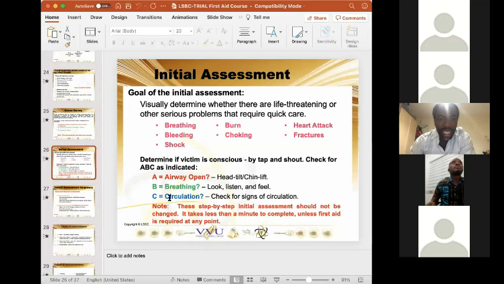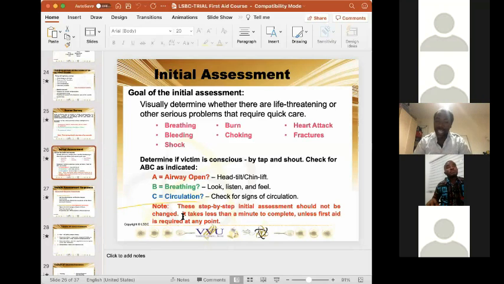And C is circulation, which I've already explained in the previous slides. Check whether there is a sign of circulation or non-circulation. We have to check that. This step-by-step initial assessment should not be changed. It's a max ABC principle that we have to comply with. It takes less than a minute to complete this process. So please bear in mind, it's very important.